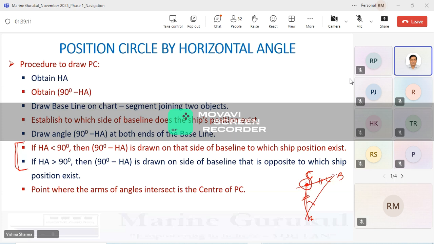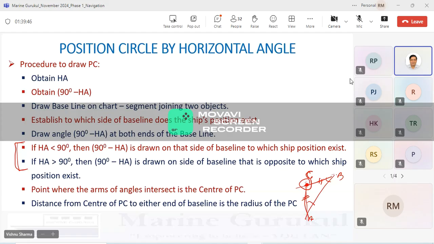You will not draw it in this particular method. Never draw the full circle. Which part of the circle? Draw it only on the side of the ship. Why? Because the ship will be on the arc which is towards the ship. It will not be on the arc on the opposite side. So draw only that part of the circle on which the ship actually could be located. Do not draw the full circle. The distance from the center of the position circle to either end of the baseline is the radius of the position circle.